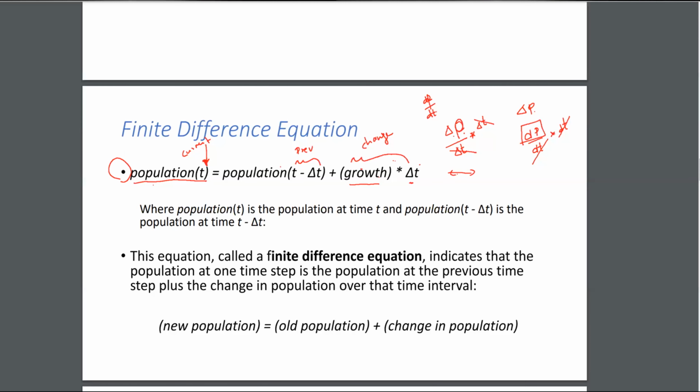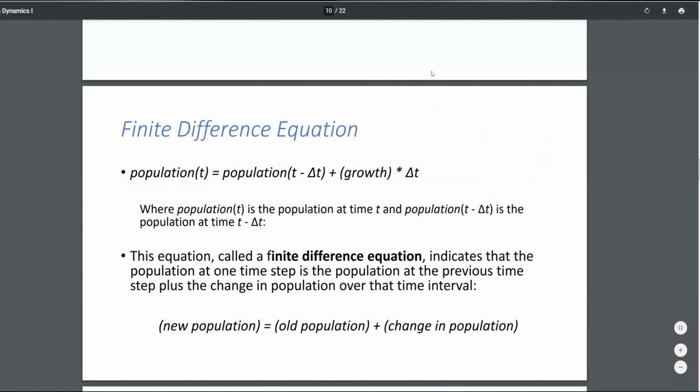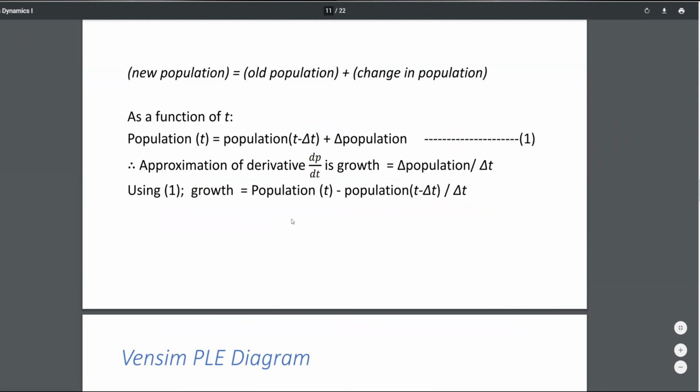This one explains what t is, what this is, and what this means. That means early time, current time, and early time, which we get by subtracting delta t from the current time. So the finite difference equation is: the new population equals the old population plus the change in population. Again, the same thing I repeated from above. Okay, so let's move on to the next slide here. This is a bit confusing if you are not paying attention so far.